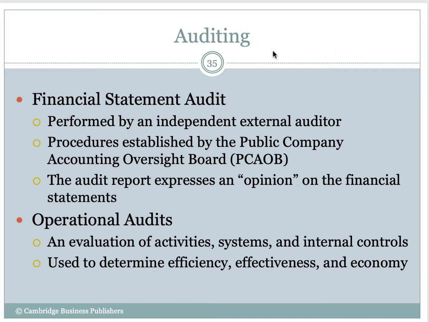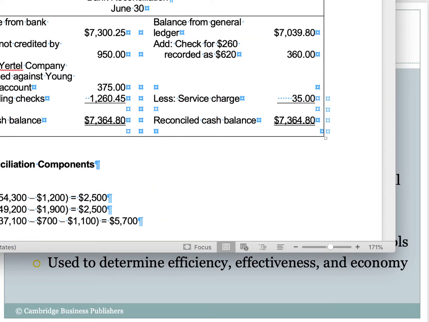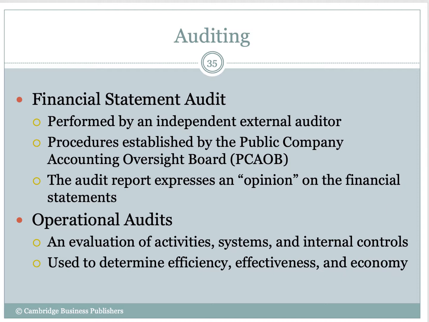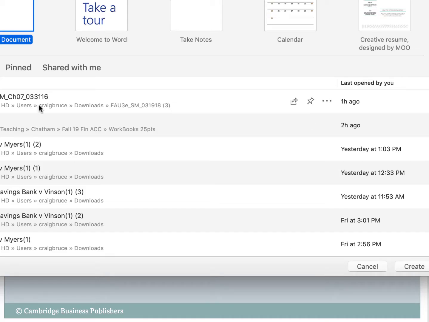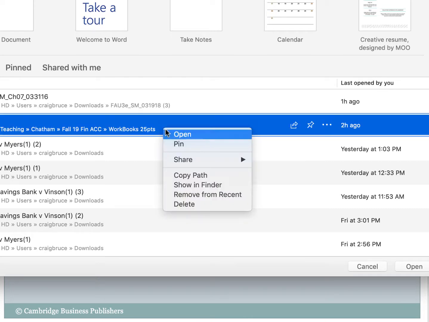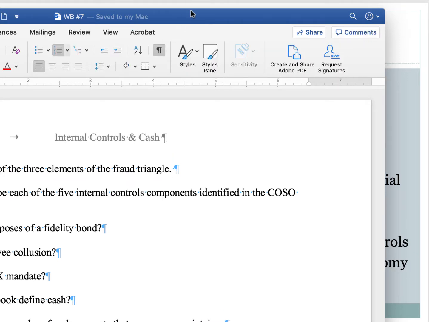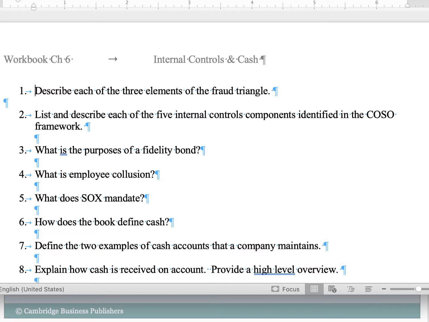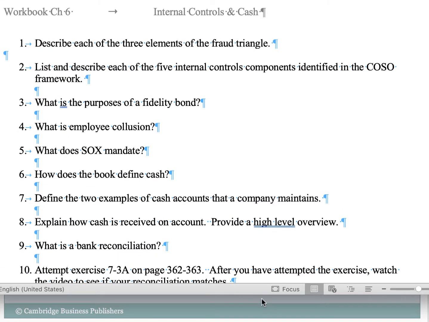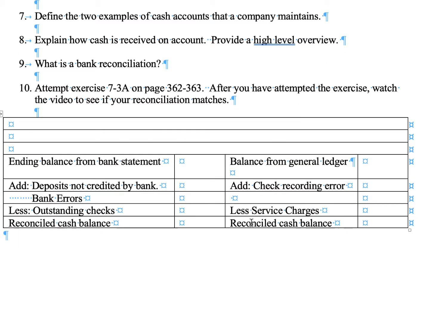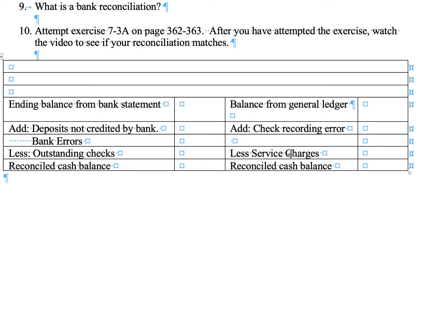But what I want to do is I want to show you how to reconcile with me here. Show you how to do a bank reconciliation. That is the wrong one. What I'm doing is I'm pulling up our workbook. And in our workbook, you were asked to do exercise 7-3, I believe. And here it is right here. Okay? So I kind of set it up for you. The good news is that this is pretty much what you have to do, right?